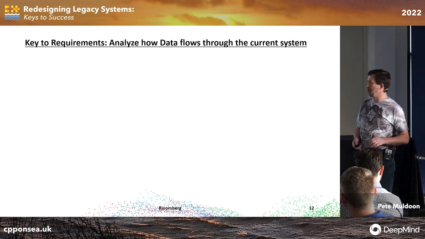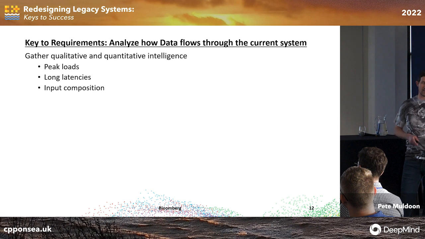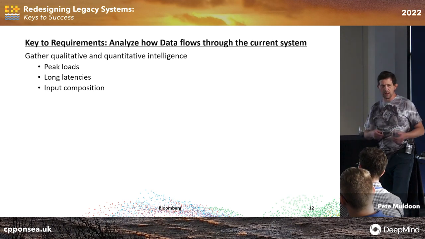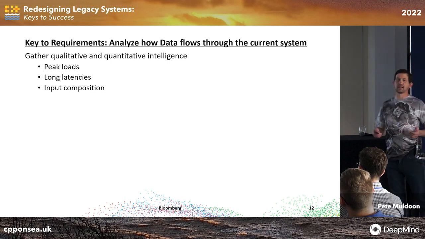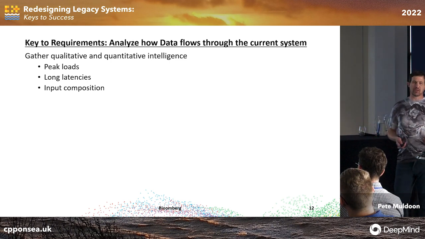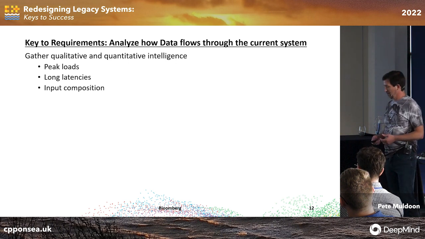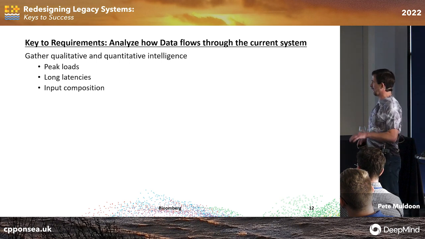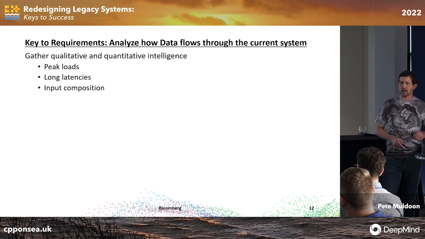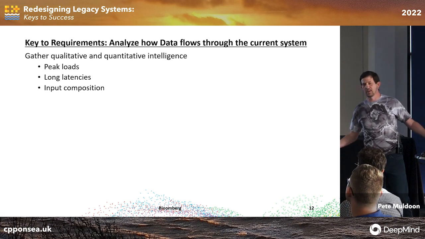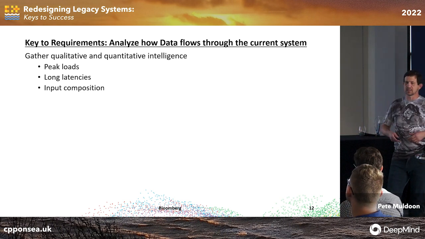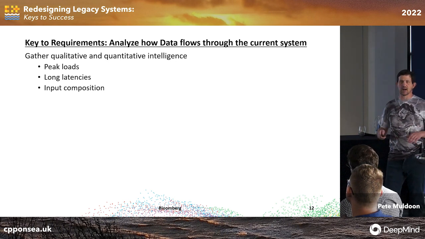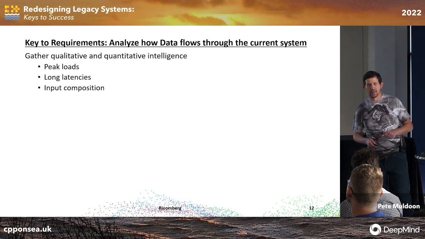That's just a comment. You have to gather what I call intelligence about the system, right? Both qualitative and quantitative. What are the peak loads? When do they happen and how does the system react? Where are the pain points for peak loads? What about the latencies? Where are the latencies in the system? Looking at the data will show you this. And what I find a lot is the input composition. So if you have various requests coming into a system, there may be a category of those that are a problem. Right, so you can target where the problems are in your system.